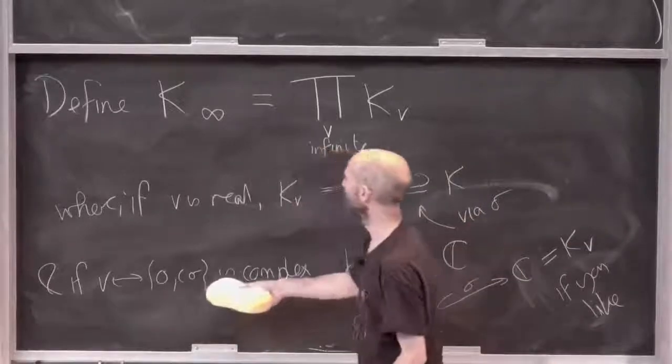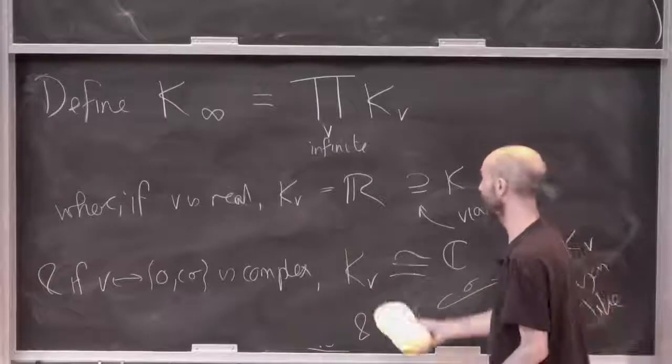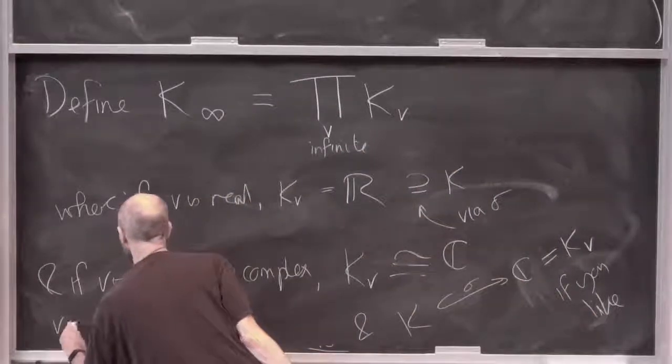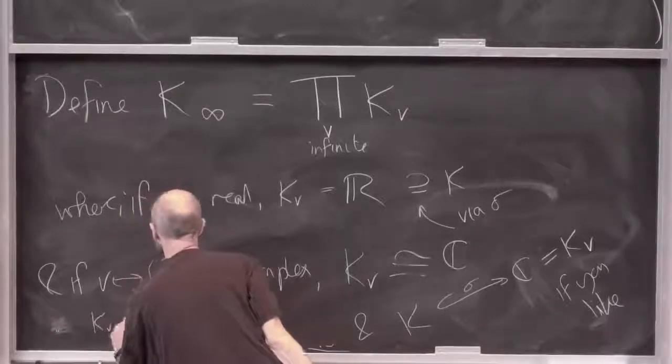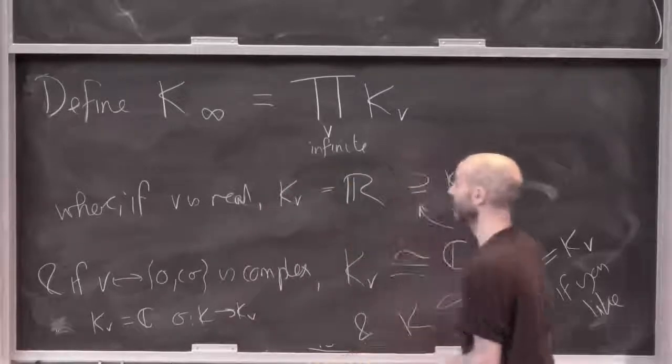So if you like, here's what you do. V goes with sigma and C sigma. Just fix the sigma. Just choose sigma, right? And then KV is equal to C and sigma from K into KV. There you go. That's what's going on.